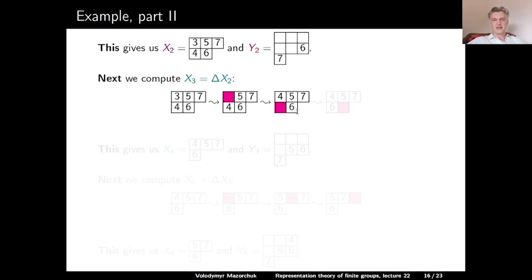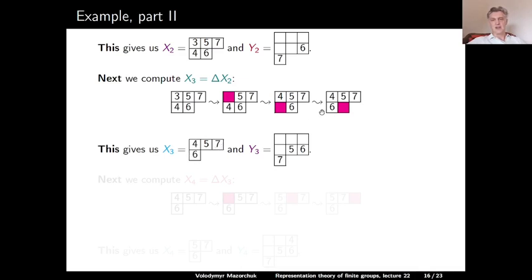This one only has 6 on the right, so we swap it with 6, and now the active box is removable. This means that x3 has shape 3, 1, with 4, 5, 7 in the first row and 6 in the second row, and our terminating active box was in row 2, position 2, and in y3 we fill this box with 5. Next we compute x4, this is delta of x3.